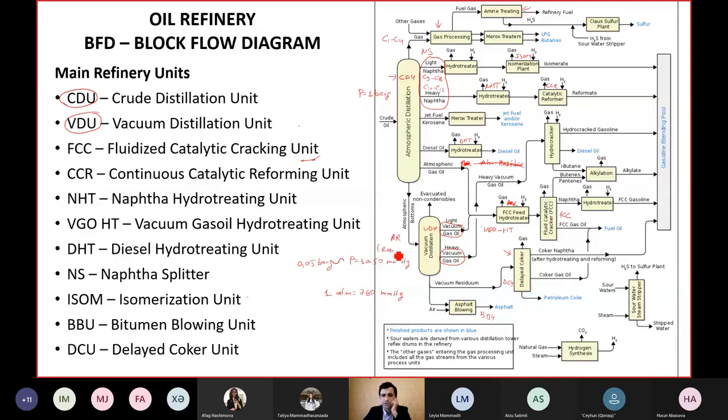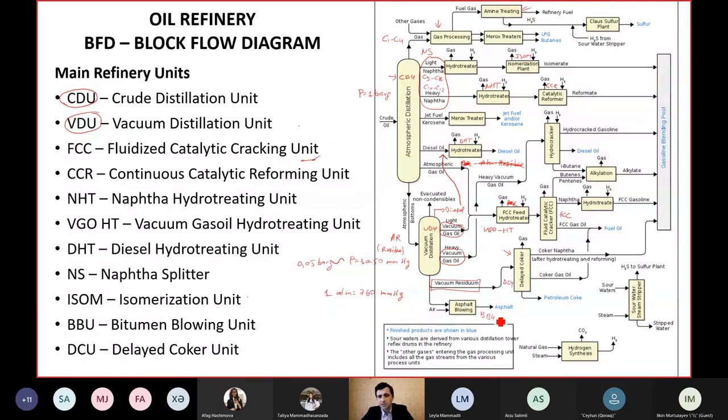Which is further separated to light vacuum gas oil, heavy vacuum gas oil. Sometimes we also have diesel here, which is sent here. So the aim of the CDU and VDU is to separate the products based on their boiling point. Finally, we have the vacuum residue, and it is sent to the coker unit to produce coke or bitumen, asphalt. So asphalt is one product, coke another product.